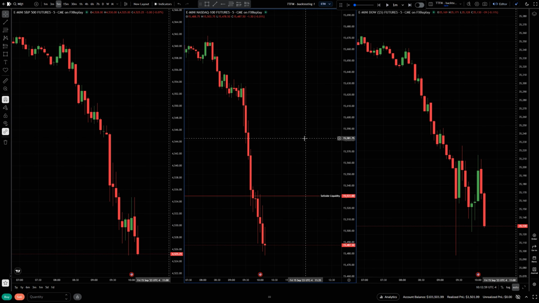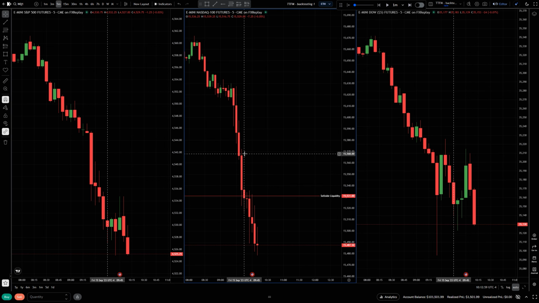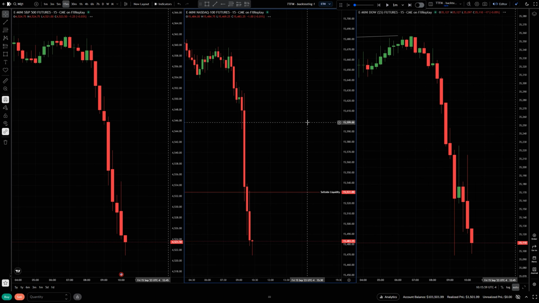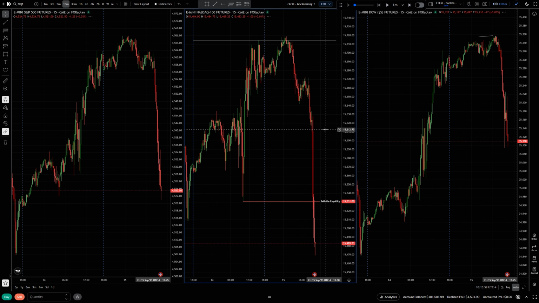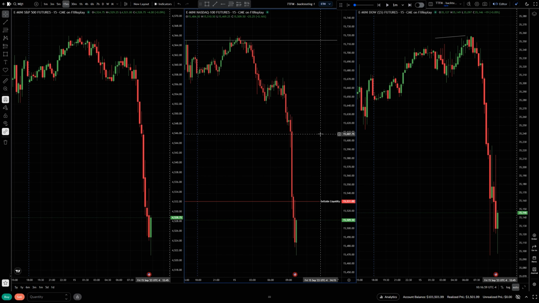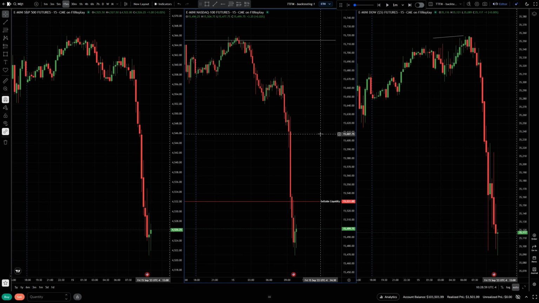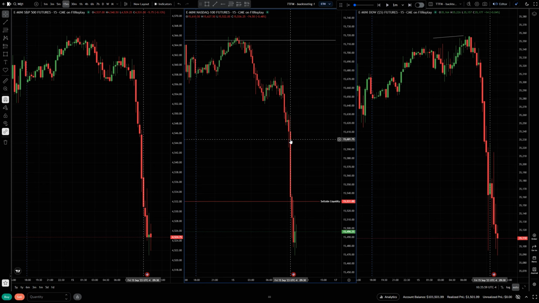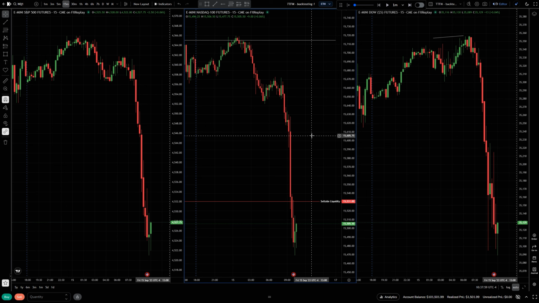YM is starting to fall as well, but we don't have the strength switch. If we do not see the strength switch, I am not willing to go into this trade. You can see that we have a strength switch to the upside here for NQ.